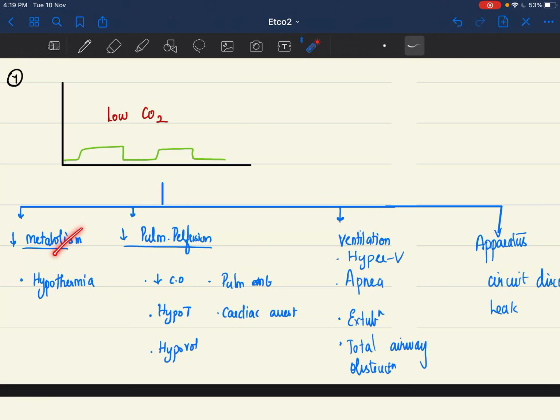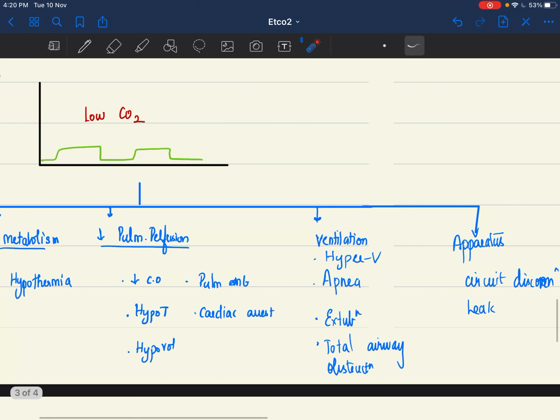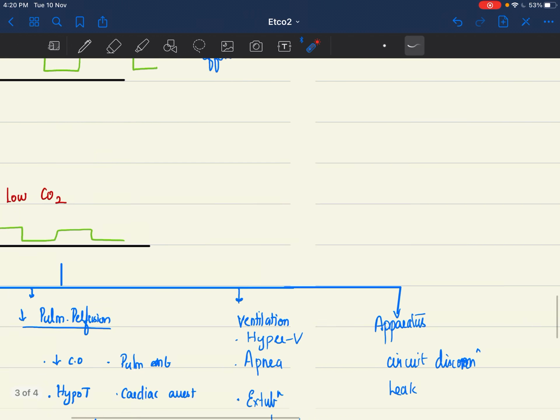Or this is also okay, but there is a problem in the lung getting this carbon dioxide filled air out. If too much hyperventilation has happened, then too much carbon dioxide would have gone out already, and the end result is a low carbon dioxide concentration. Or if the patient is apneic, has self-extubated, or if there is an airway obstruction, then the air is not going to escape out, or very little air is going to escape out, hence low carbon dioxide concentration. Then apparatus malfunction, yes, obviously.